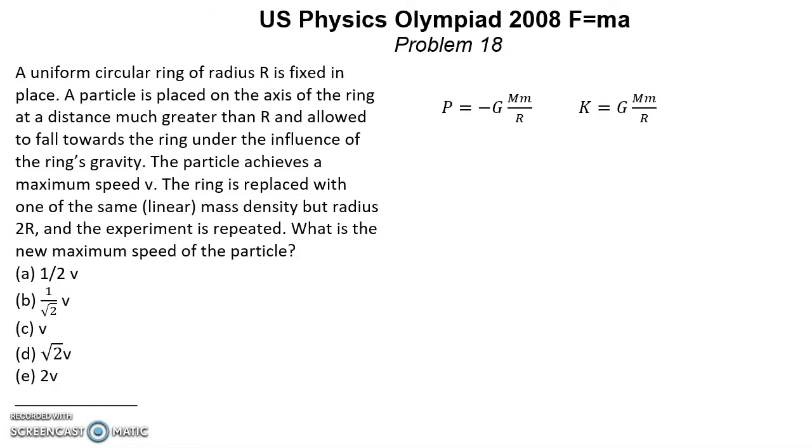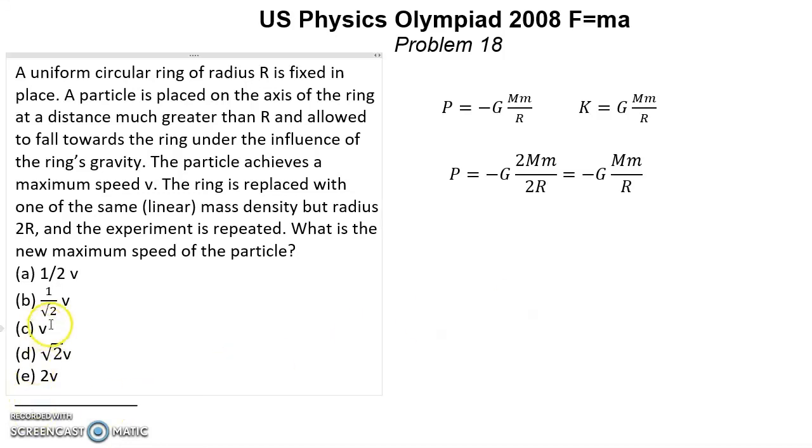So the expression for potential energy will be like this: we double the mass, we double the radius, they cancel each other, and the potential energy will be the same. It means that the particle will get the same kinetic energy, which means that the maximum speed will be the same. So the correct answer is C.